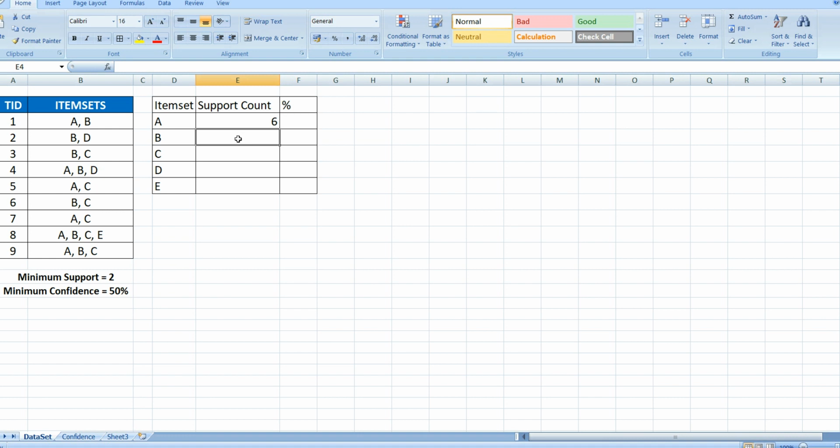If you are going to count for the number of items where B appears in the whole data set, we are going to get a value of 7. We do the same for item C, 1, 2, 3, 4, 5, and 6. So we get a 6. We do the same for D, and we have got 1 and 2, so we write down 2. We do the same for E, and it appears only on transaction number 8, and we write a 1.